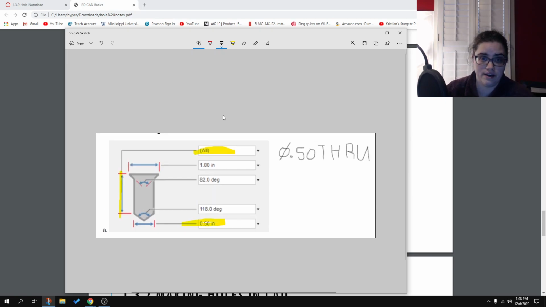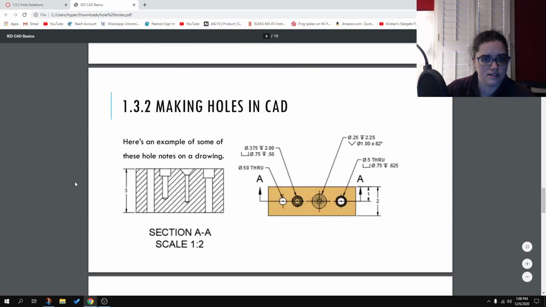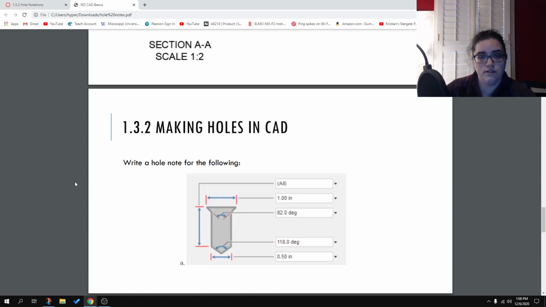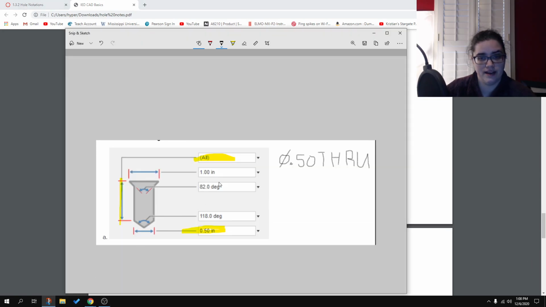Usually when you've got a diagram, let's see if this one has it. No, it doesn't. Usually when you have a diagram, it will have somewhere on that diagram, either in the little title bar down at the bottom, the title block, or just written somewhere, "unless otherwise noted, all measurements are in" inches, millimeters, whatever that unit is going to be. So you don't usually put units in your hole notes. And again, this is just how we're doing it in this class.